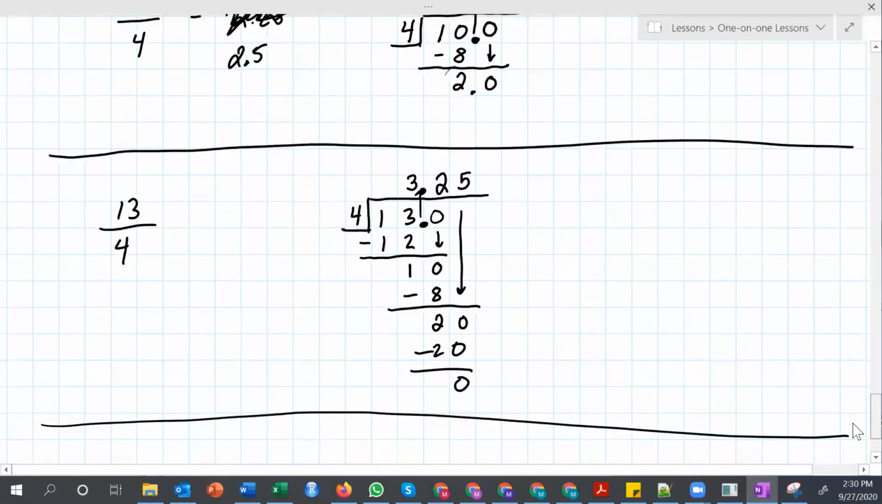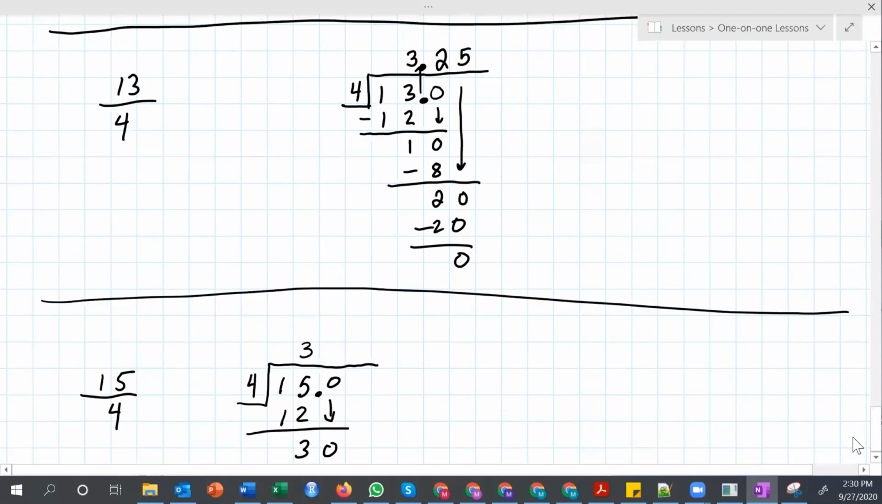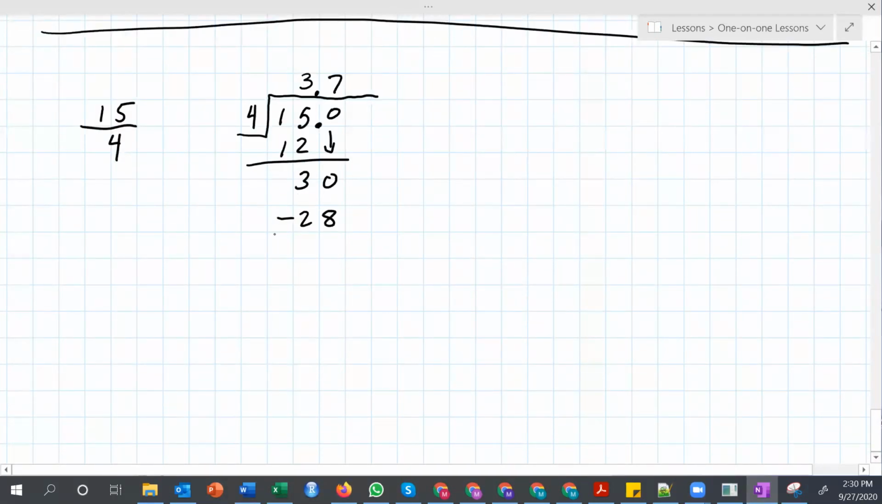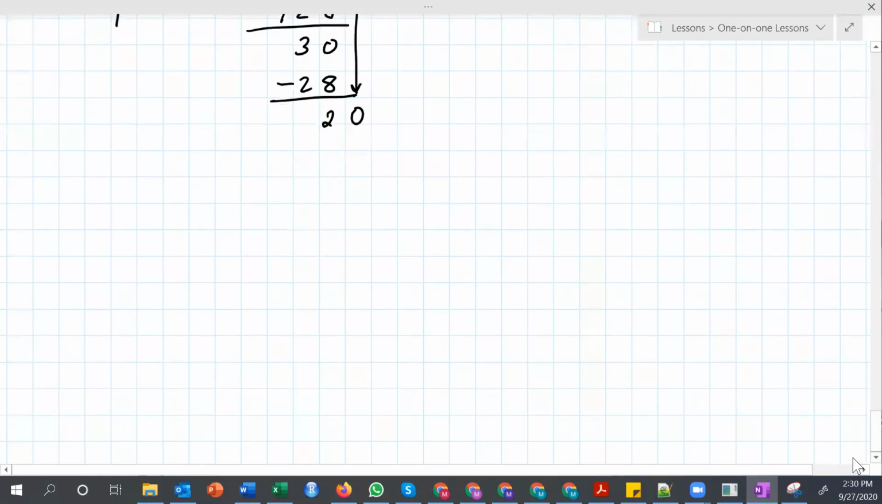Okay, here we go. So how many times does 4 go into 30? I'm thinking 7 times. 7 times 4 is 28. You subtract, and you bring another 0 down. How many times does 4 go into 20? 5 times. Great. 3.75. Okay, let's try another one here.